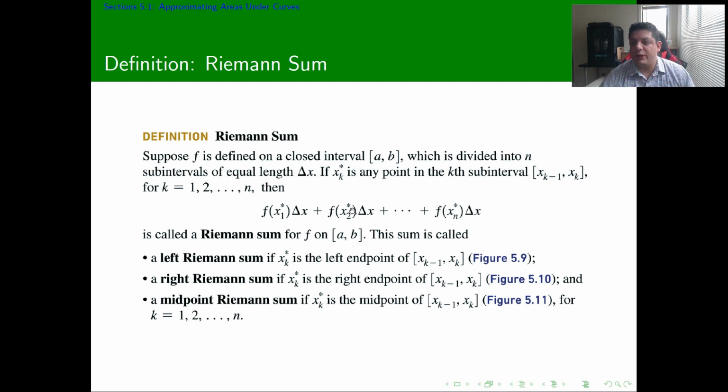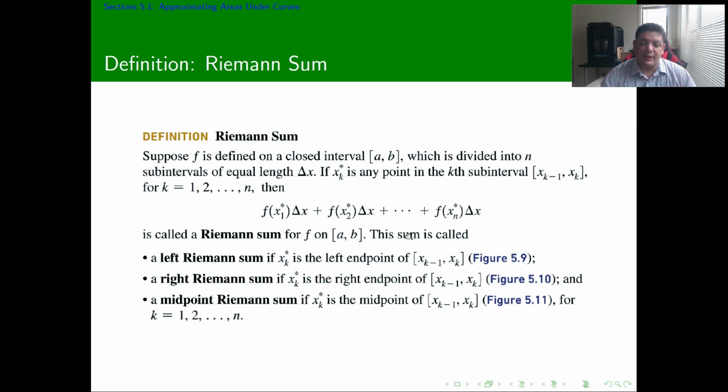So suppose that you're in interval [a, b], which is divided into subintervals of length delta x. If you have that xk star is any point on the subinterval x(k-1) to xk, then you can represent the Riemann sum, or the area under the curve, as f of x1 star delta x plus f of x2 star delta x plus ... plus f of xn star delta x. And this is going to be called the Riemann sum.